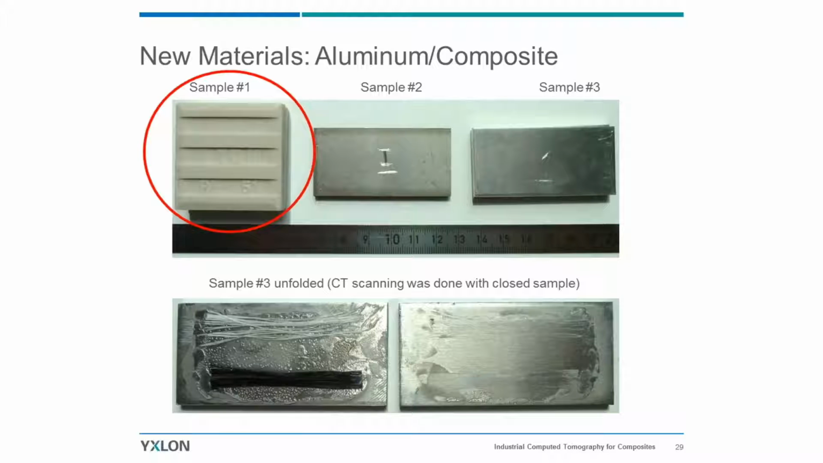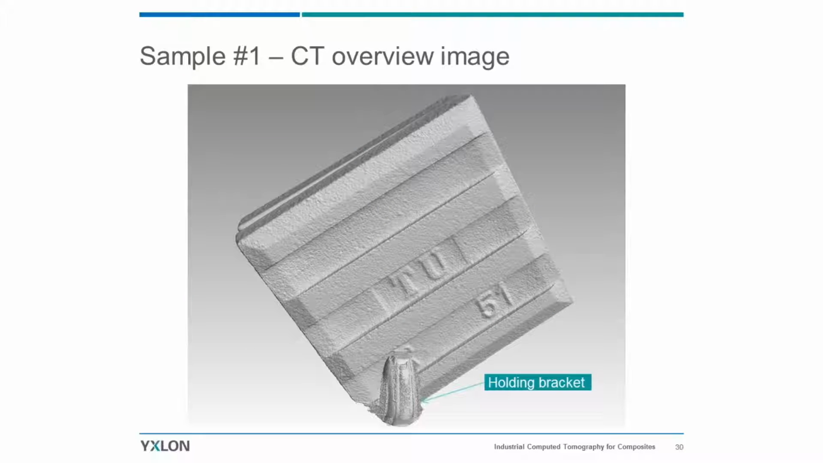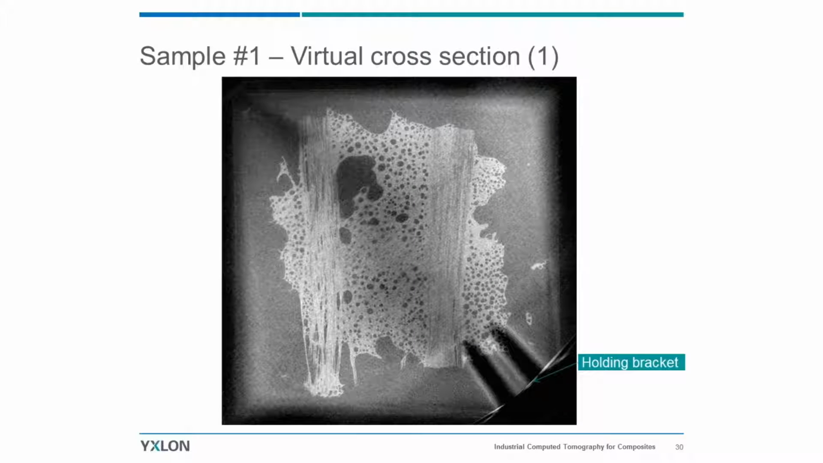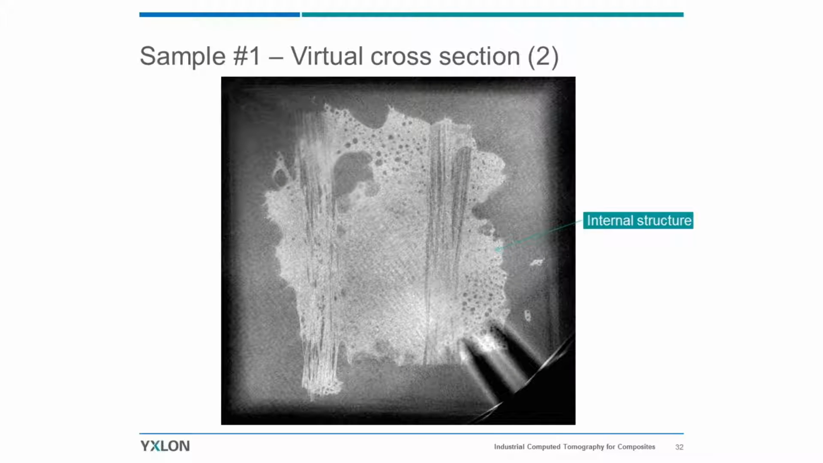And this is a new material. A lot of people are trying to combine aluminum with composites and stuff like that. So this is a sample that we scanned, and it has two aluminum plates. In the middle is the fiber section, where we can reconstruct the three-dimensional view of it, and you can see it was clamped in a bracket. Scan it, and then you can see inside. You can see the fibers. You can see the porosity of the resin and how it was bonded between the two aluminum plates.